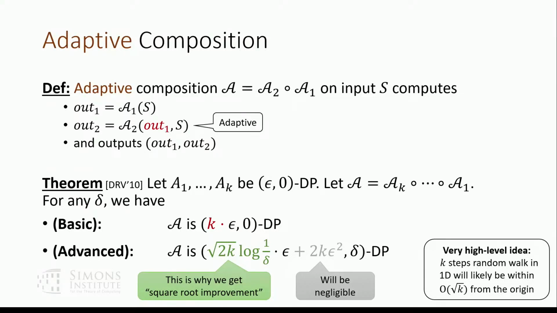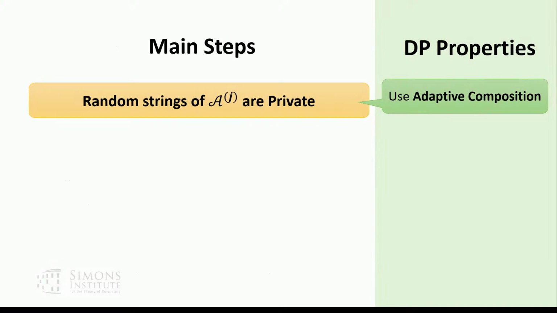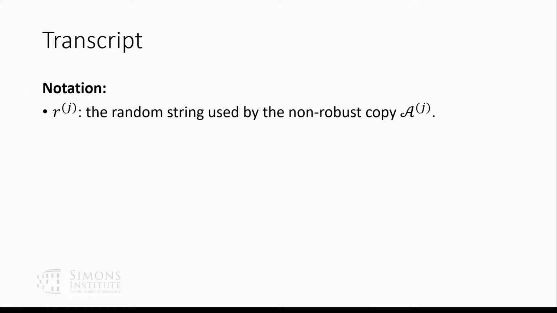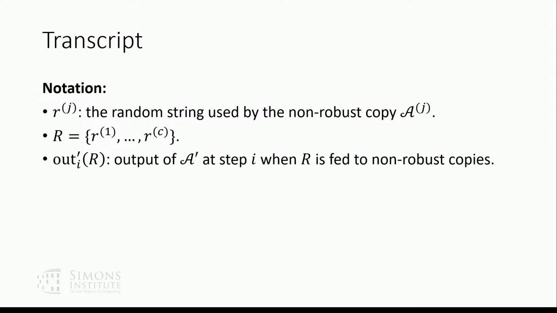Let's use it to show that your random strings are private. So I will need some notation again. Let's say that I use r_j to denote the random string used by the non-robust copy A_j, and capital R is just this collection of r_j's. And the output at time i, out'_i, is just the output of A' at step i when this collection R is fed to these non-robust copies.